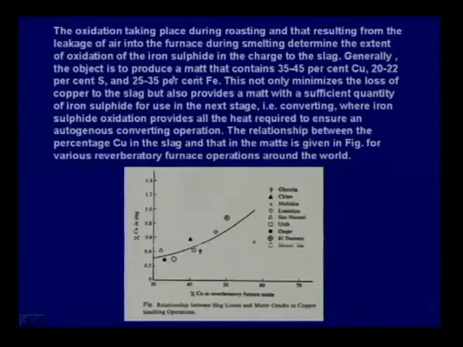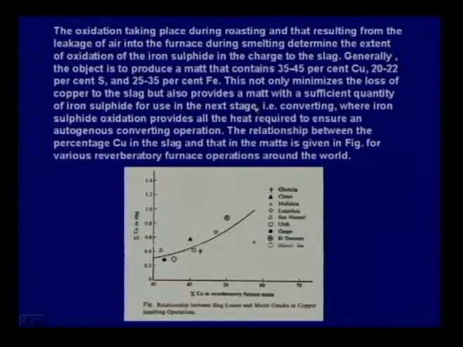Generally, the object is to produce a matte that contains 35 to 45% copper, 20 to 25% sulfur and 25 to 30% iron. In the matte, this iron is as sulphide, and the copper also is a sulphide. This not only minimizes the loss of copper to the slag, but also provides a matte with a sufficient quantity of iron sulphide for use in the next stage.